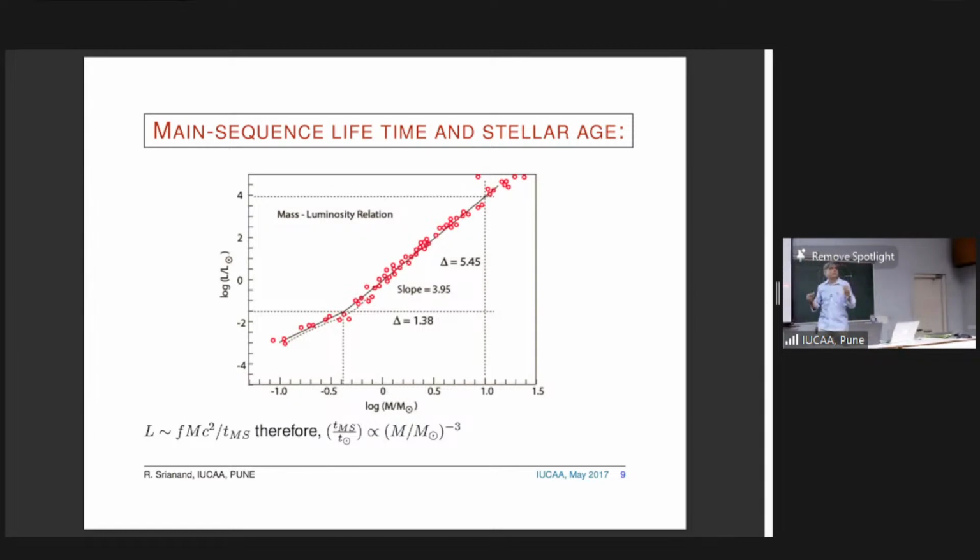TMS means how much time the star will live in the main sequence. So what will be the luminosity? For the purpose of understanding, we assume that I know total energy and I know the total time; divide one by the other, and you get energy per unit time. So L will go as Mc² by TMS. You follow this, a very simple logic.